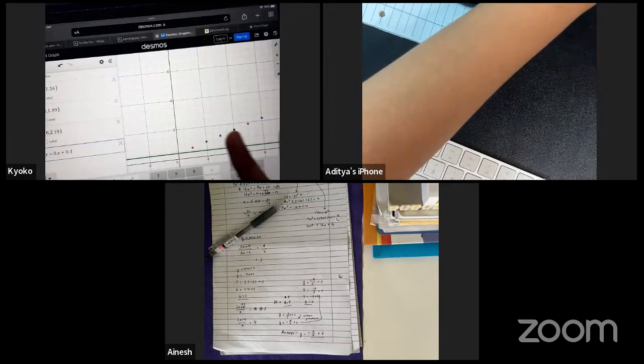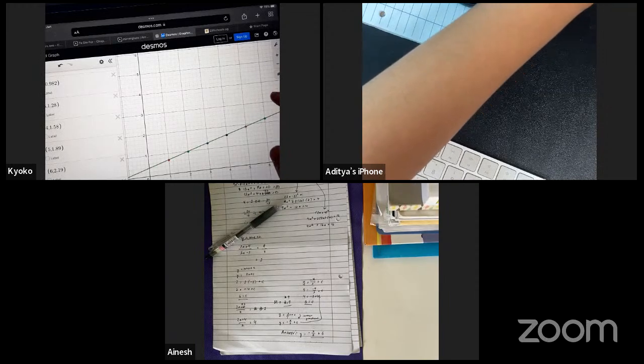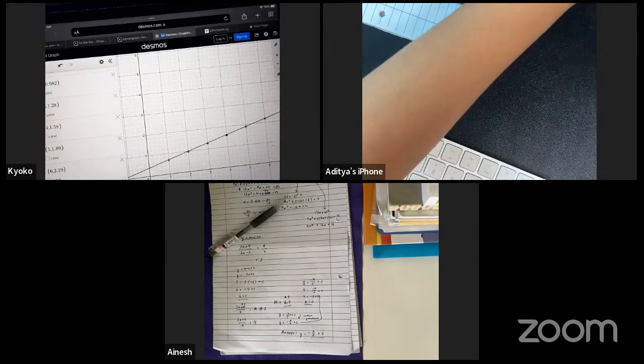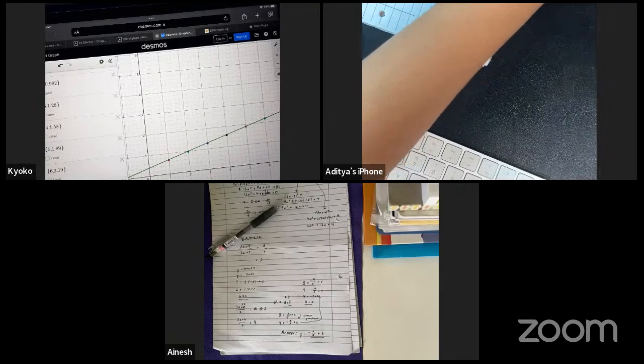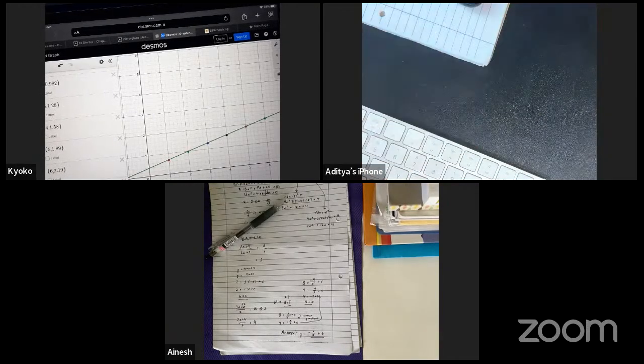Aditya, how is it? This is harder, yeah? Because I didn't give you the C. Are you okay? Kyoko is getting something. Good. Yeah, you can use a ruler. That's actually not a bad idea, Aditya. Not a bad idea at all. What do you think, Ainesh? I don't give you the C, so this is harder to guess.